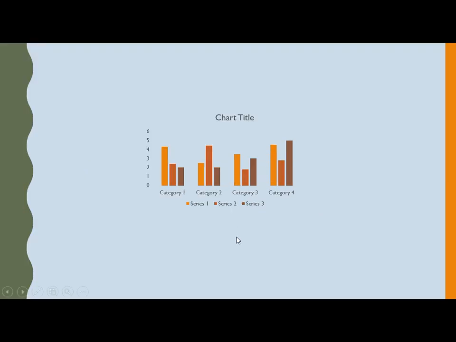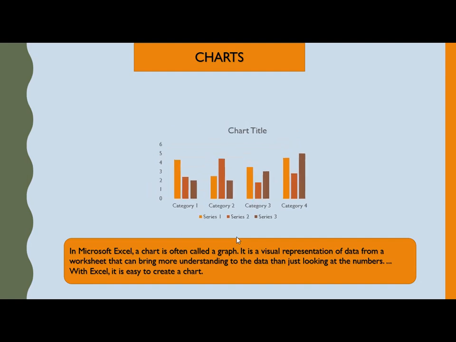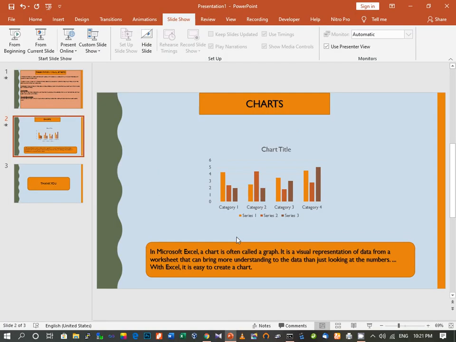Here you can see the first animation was chosen for the chart. Then you can see the second one, and when I click on this, the third one is moving. So this is how we can apply these animation effects. Let's learn more about it.